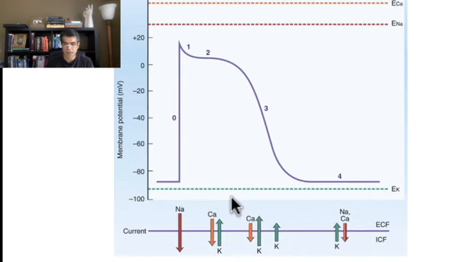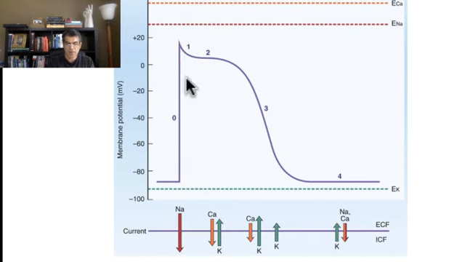So let me review one more time. The resting membrane potential is minus 85. When the action potential is going to hit the myocardial cell, sodium channel is going to open. That's called stage 0. It's going to go up. Inactivation gate is going to close. Potassium channel is going to open. As a result, we have stage 1.